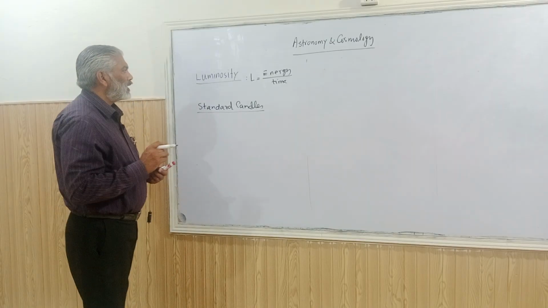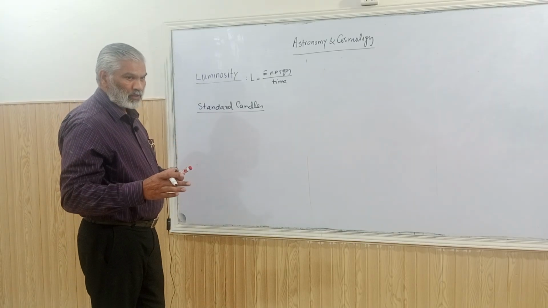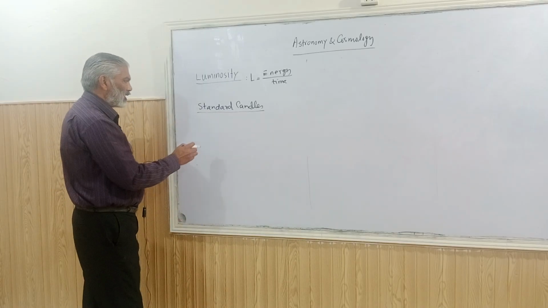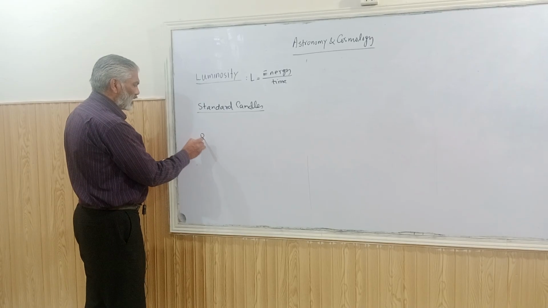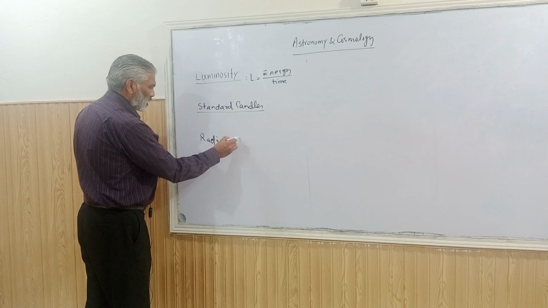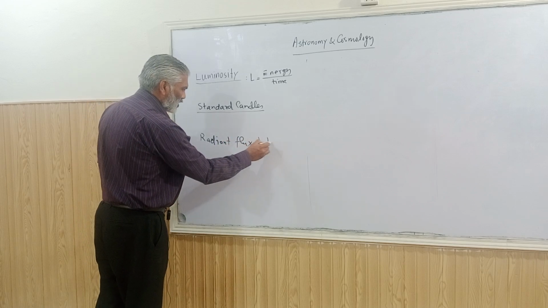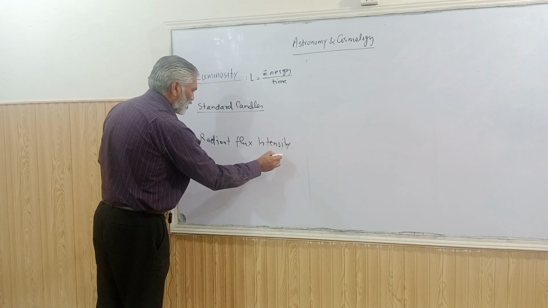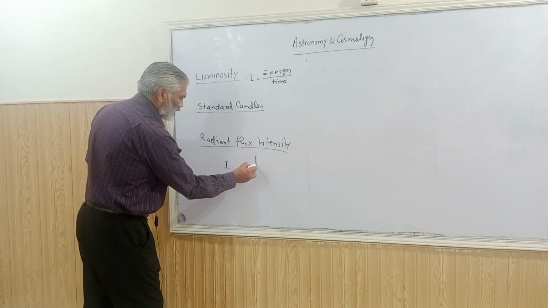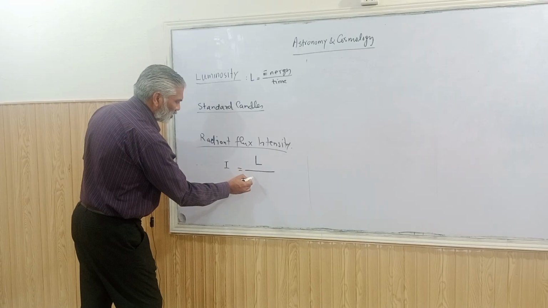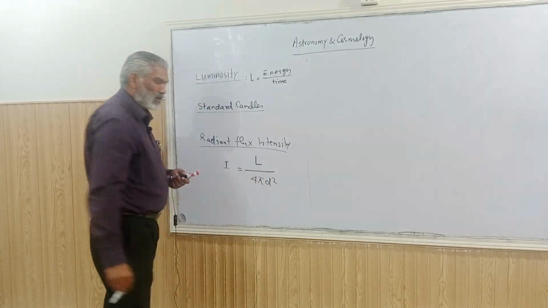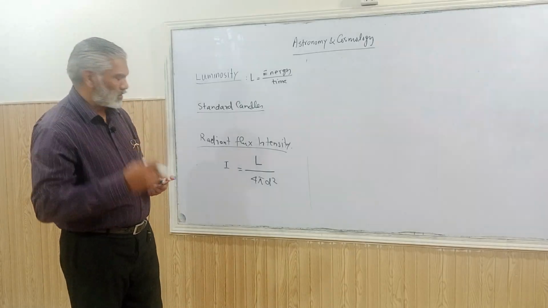standard candle. And if we know the luminosity of a star, how we find the distance of that star is another idea, and that is called radiant flux intensity. Radiant flux intensity means I is equal to luminosity of a star divided by 4 pi d square, where d is the distance of that star from us.